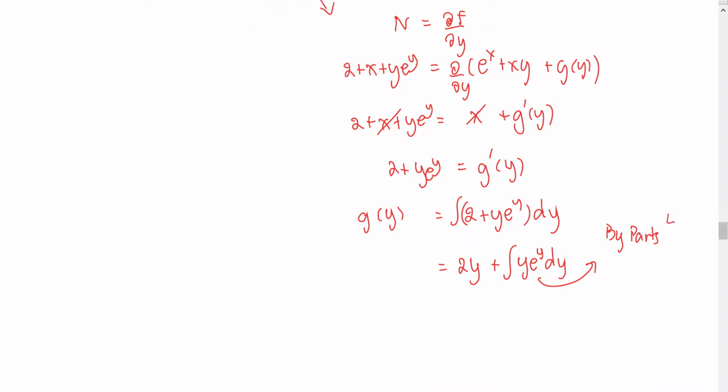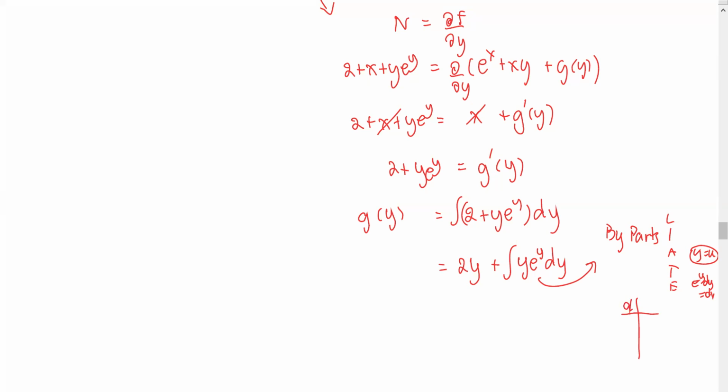As we check with LIATE, L-I-A-T-E, the y is the algebraic function and the e to the y is the exponential. So y, as algebraic, is the polynomial function. It's going to be the u, and e to the y dy is the dv. Since the u is a polynomial function, we use tabular integration by parts.